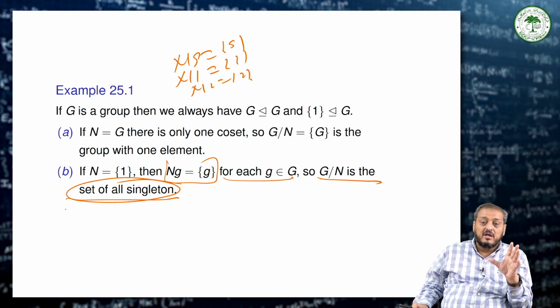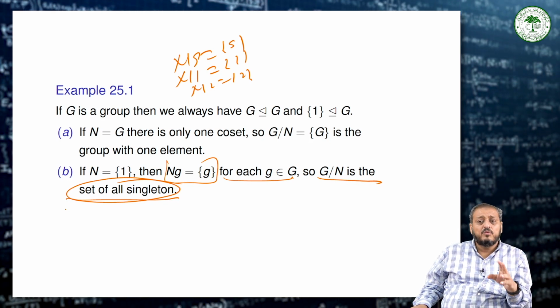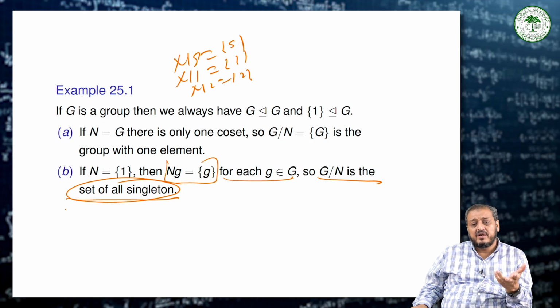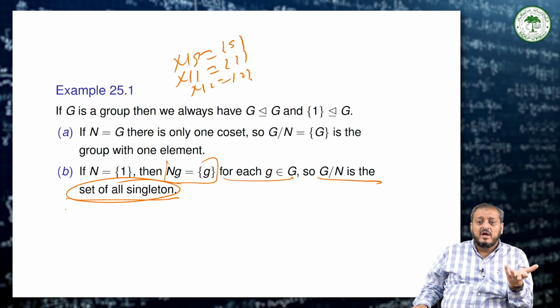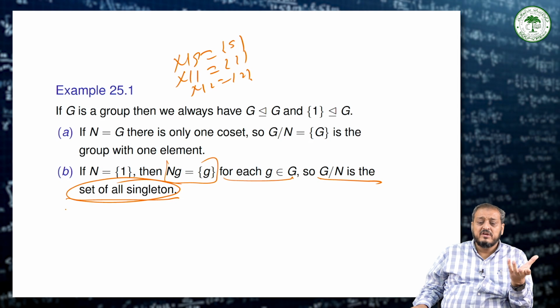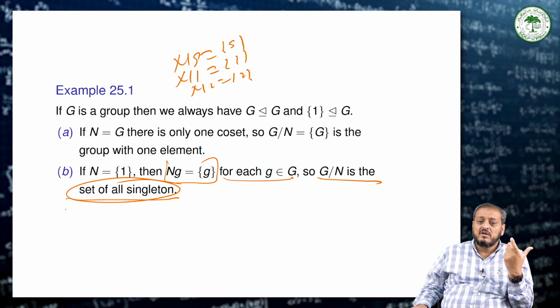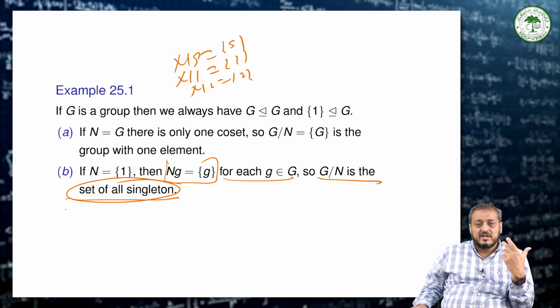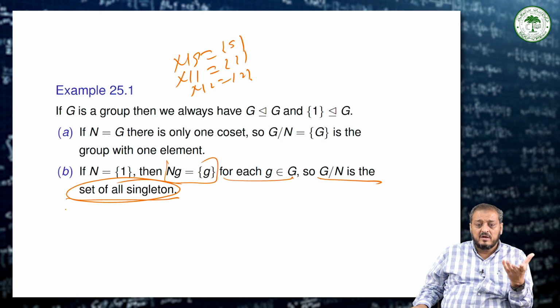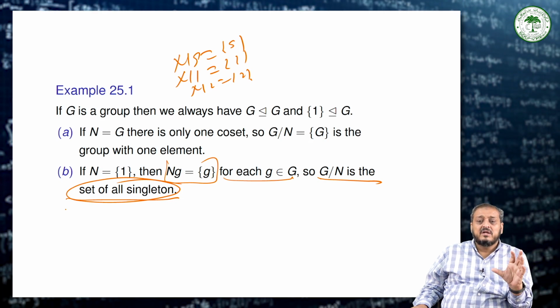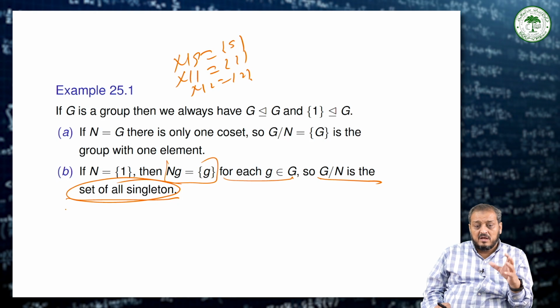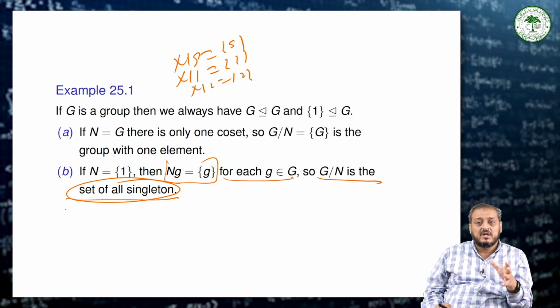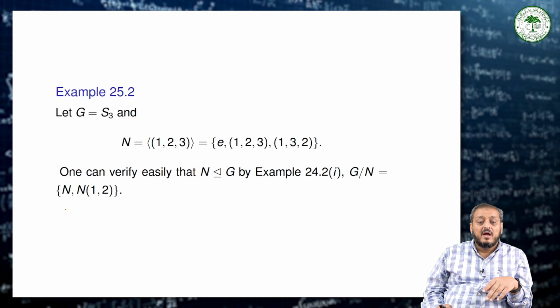So in this case, the trivial normal subgroups are G itself and the identity. If we take N equal to G, then G/N has only one element in the group, and if we take N equal to the identity, then G/N is the collection of all the singleton sets.